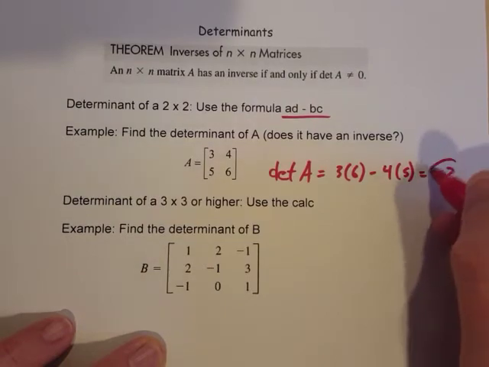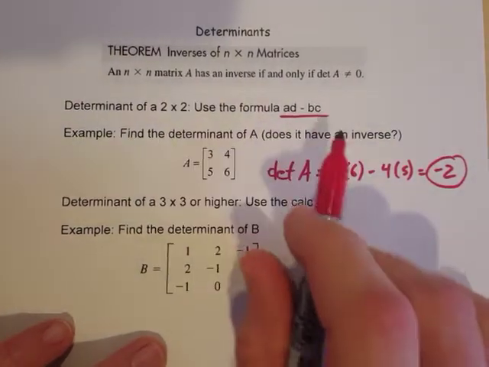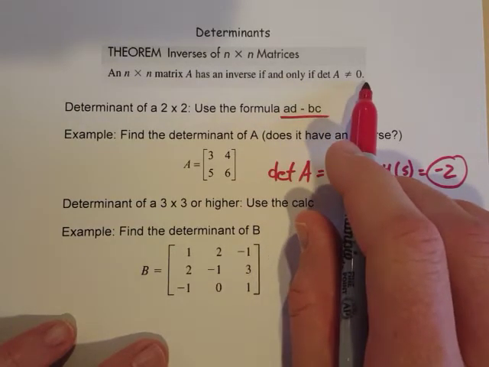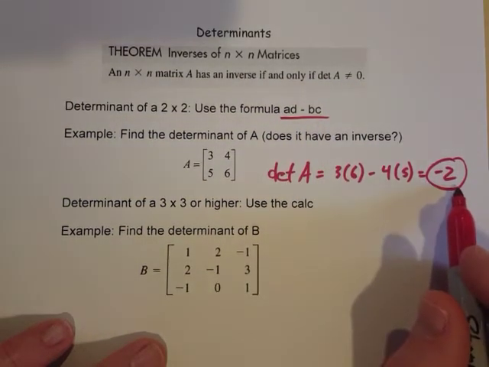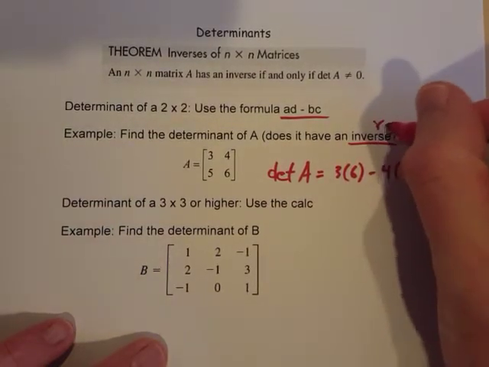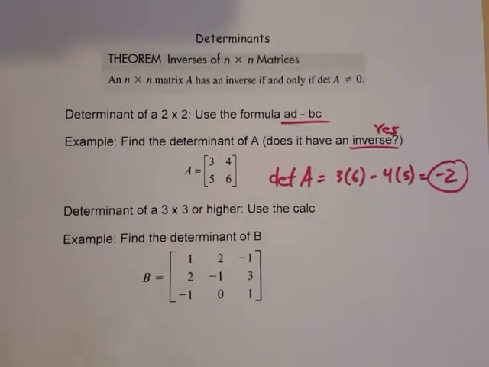Now, according to the theorem, it has an inverse if and only if the determinant is not equal to 0. So this one's not equal to 0. Therefore, does it have an inverse? Yes, it does. Now, here's a way we can relate this to something we talked about earlier.